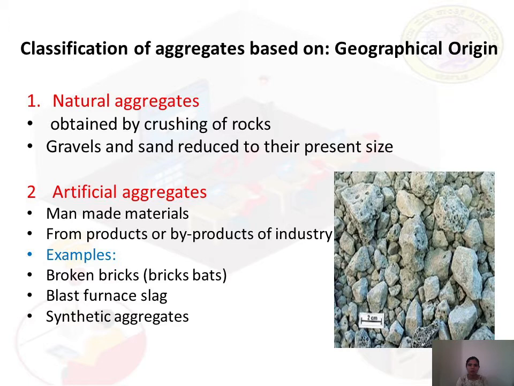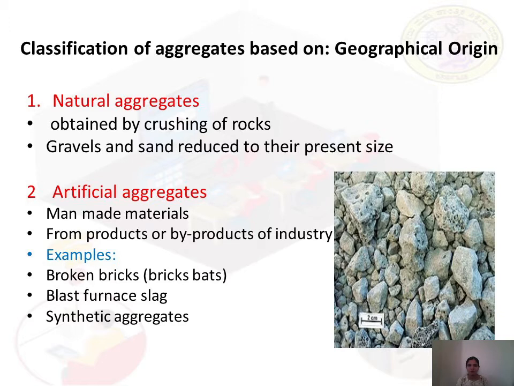Most widely used aggregates are from igneous rocks. Gravels and sand are reduced to their present size either by crushing the rocks or by natural agencies. Okay, that is about the natural aggregates. The next one is artificial aggregates.